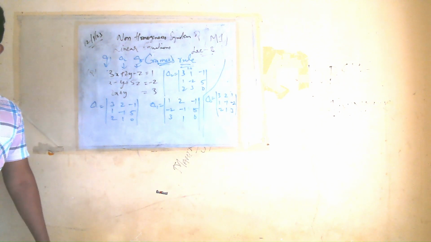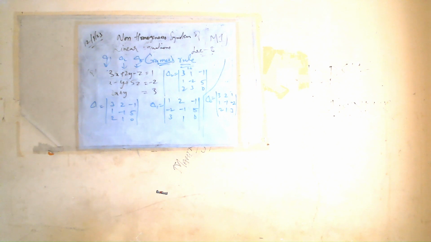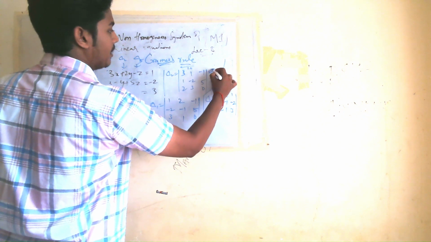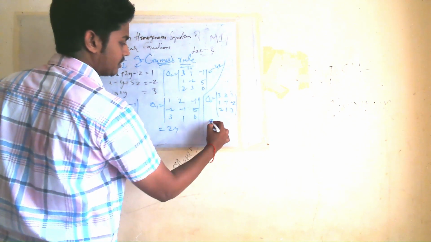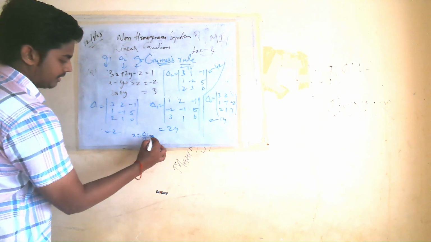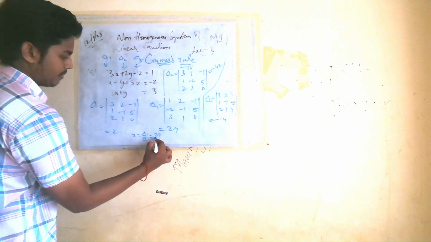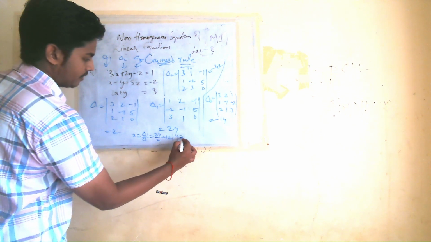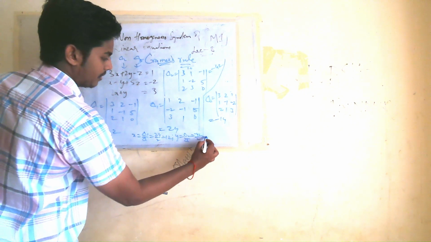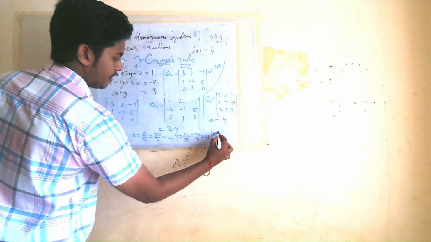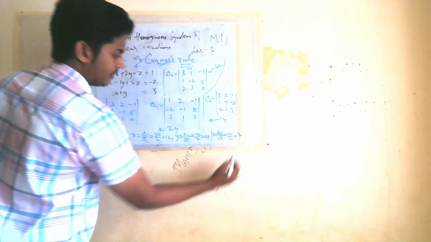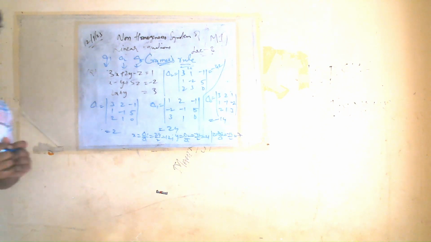So we'll find the determinant values of these. The values are 2, 24, minus 42, and minus 14. So we know x is equal to delta 1 by delta, that is 24 by 2, equal to 12. y is equal to delta 2 by delta, that is minus 42 by 2, equal to minus 21. And z is equal to delta 3 by delta, that is minus 14 by 2, equal to minus 7. So these are the solutions. I hope you understood the problem.